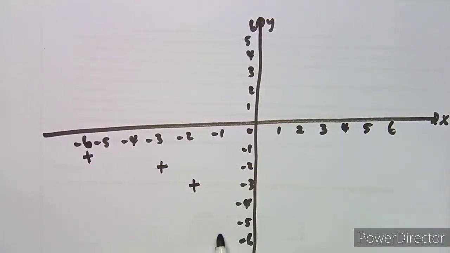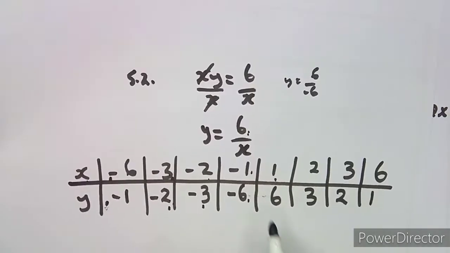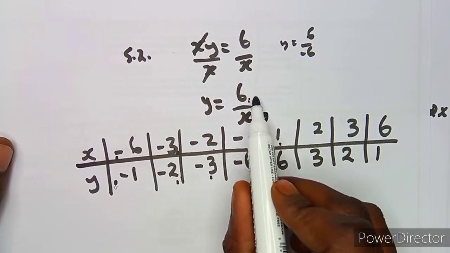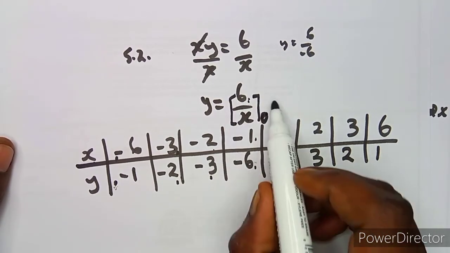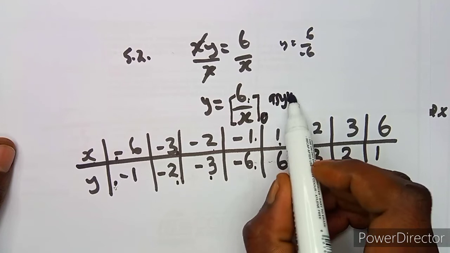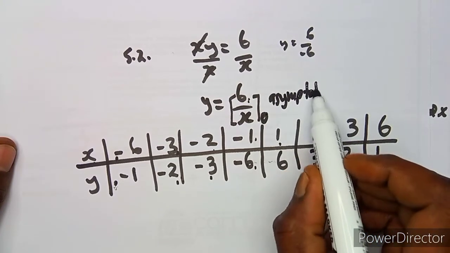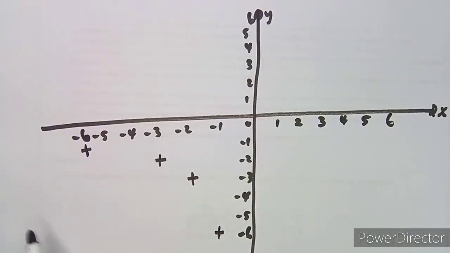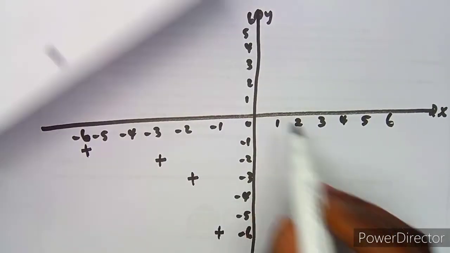Minus 1 and minus 6, which is at this point, like that. Okay, so take note here that, as you can see, we do not have a condition where x is equal to 0, because that is where we have the asymptote. That's where the graph does not pass that point. So there is nothing that you're going to have here. So we're going to move on to 1.